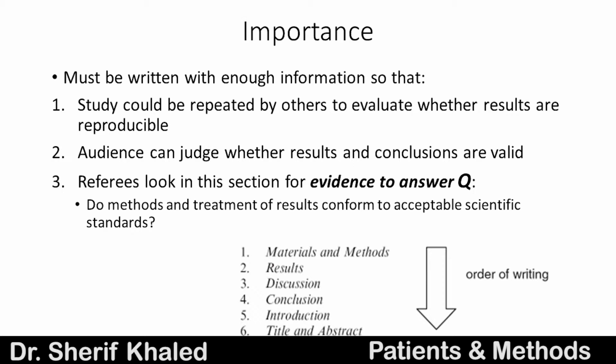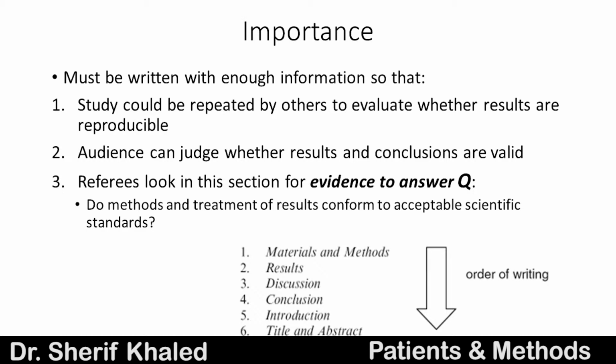It must be written with enough information to achieve three different goals. Number one, so that the study could be repeated by your colleagues to judge or to evaluate whether the results are reproducible or not. Second, the audience can judge if these results and conclusions are valid or not when they read the technique you used, and the referees will look into this section for evidence how you answered the scientific question or the research question.